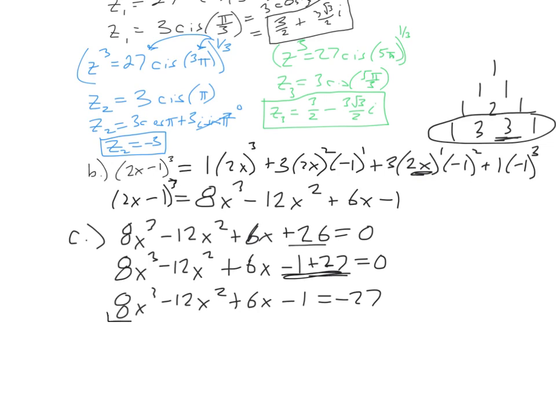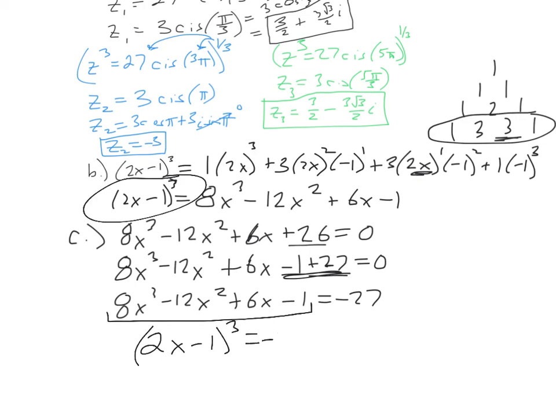What's special about this thing on the left? How can I rewrite that? How can I factor that? Didn't that thing come from 2x minus 1 cubed? So 2x minus 1 cubed equals -27. And then if you wanted to solve that, wouldn't you want to cube root both sides?